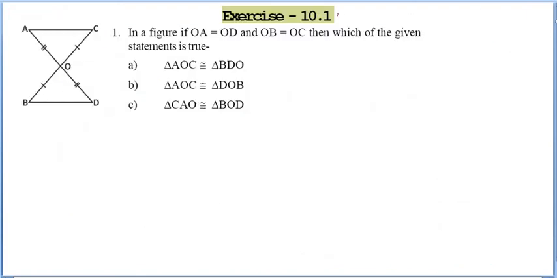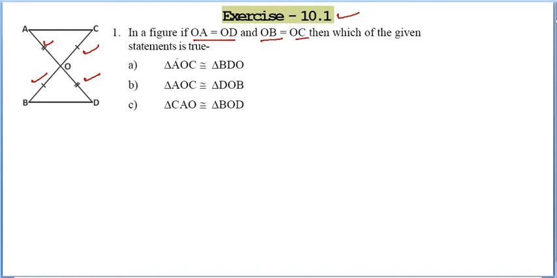Now come to exercise 10.1. You can see here, in this figure, which statement is true. OA is equal to OB. The first one is OA is equal to OD, and the second one is OB is equal to OC. You can see here OB this one and OC this one. So which is the correct answer?